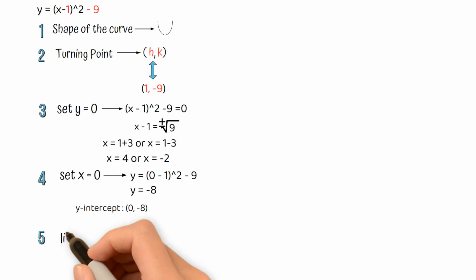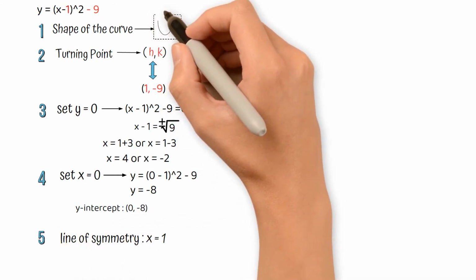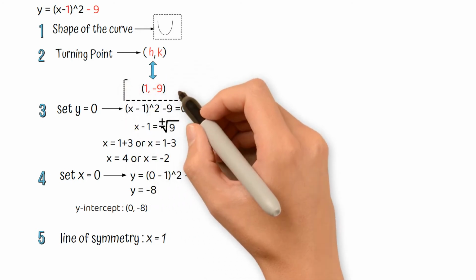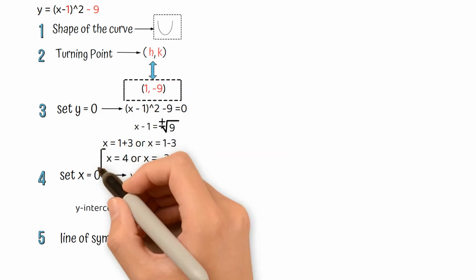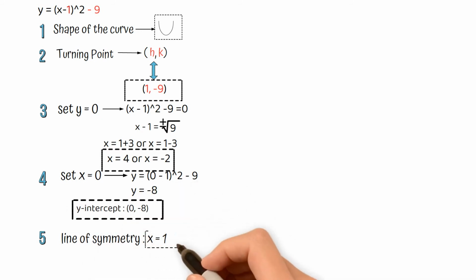Finally, determine the line of symmetry. This is the line that cuts the parabola into two equal halves. Ensure that you have all the 5 points before you sketch the parabola.